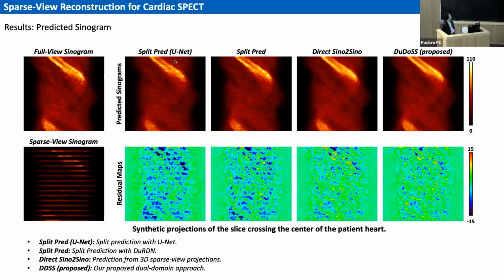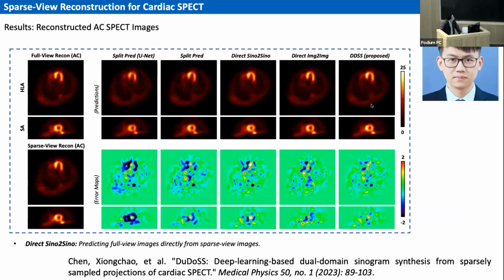Here are some examples: this is the full view and this is the sparse view. The first two columns are data using approaches from previously published work from JNM on lutetium PSMA SPECT studies. This column is just using sinogram-based prediction, and the last one is the combined sinogram with image-based network. It seems that we have the lowest bias, and image reconstruction also shows that we have the smallest bias using this approach. Xun Chao is in the room, and he did all the work for this study.